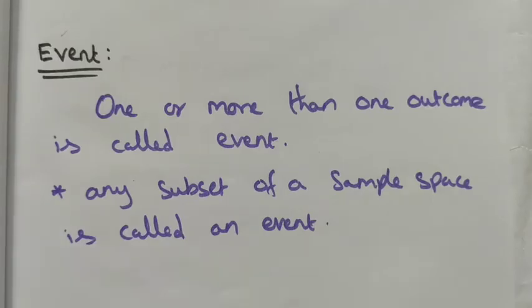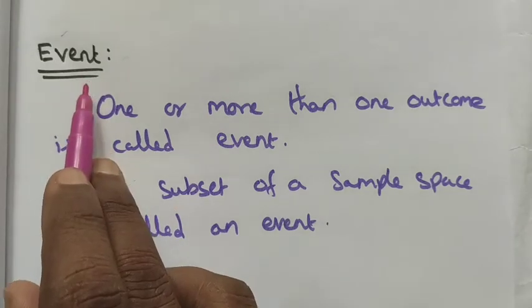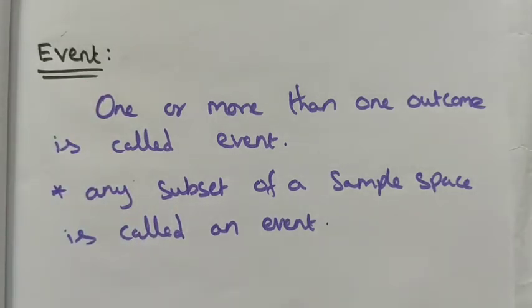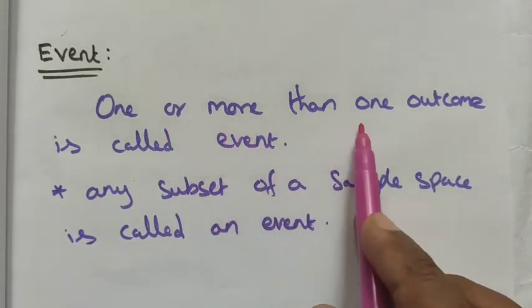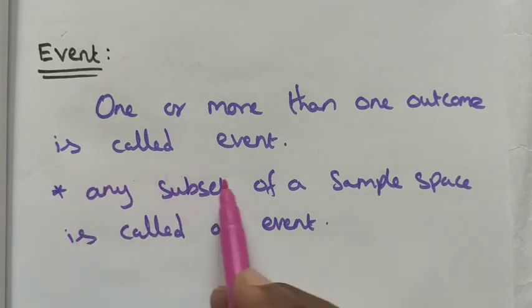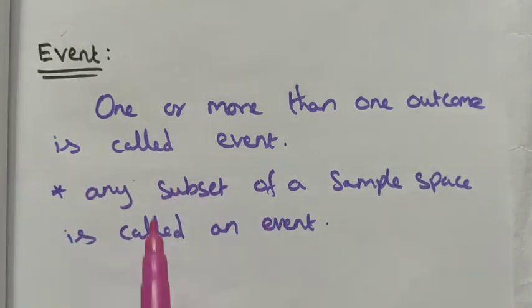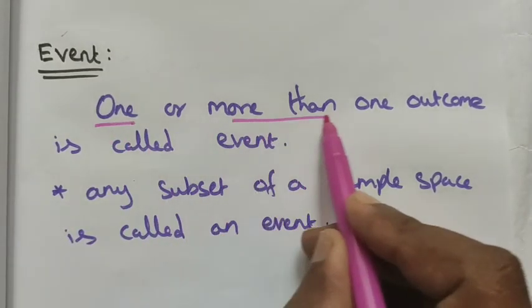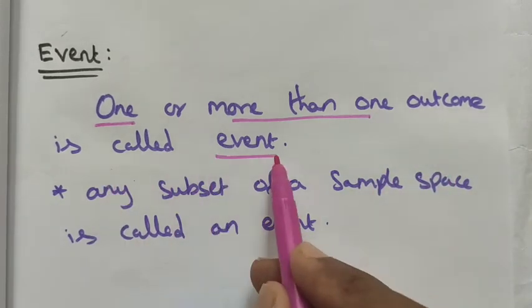Next we see the event. An event is nothing but a trial. What do we see in a trial? Performing an experiment once is called a trial, or each performance of a random experiment is called a trial. Here also we have the same. One or more than one outcome is called an event.